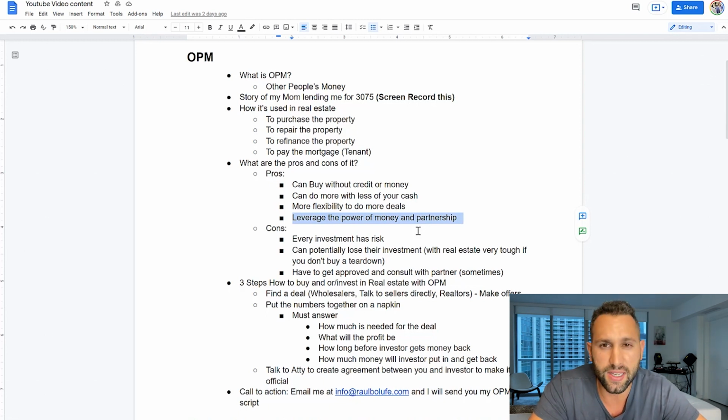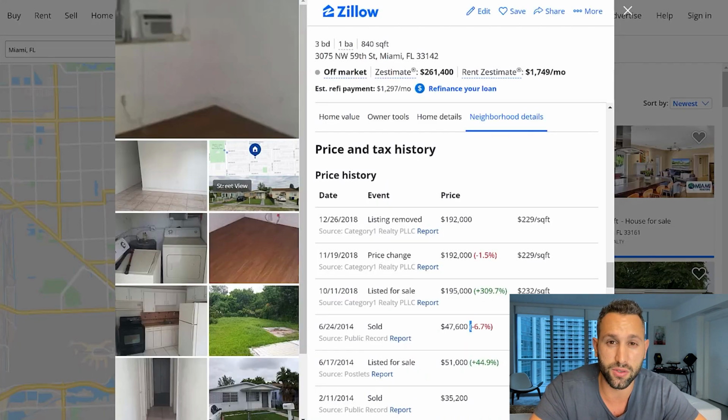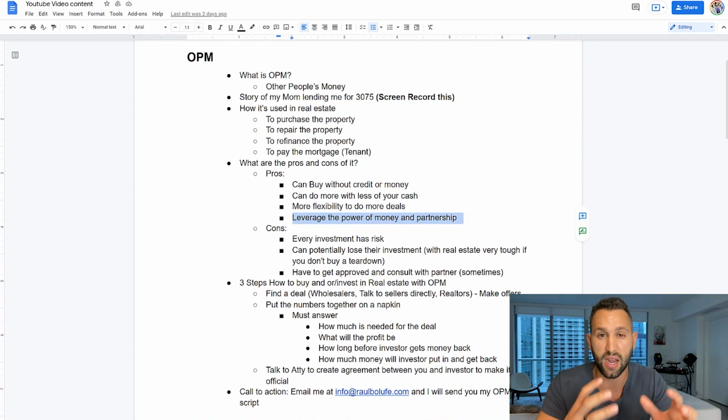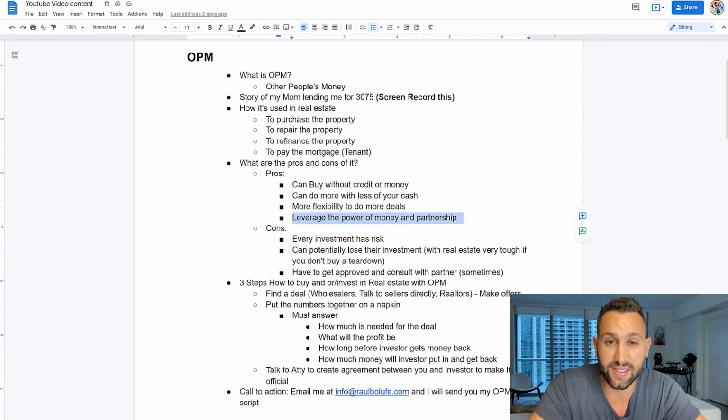So it's nice when you both do a good deal, like the deal I told you about, 30-75. My mom made 15% interest on her money for 2 years. I got a great house at a great price and made a killing. She made a killing. Although she was my mother, she was kind of like a partner in this deal. And I feel that's a big pro to this business.